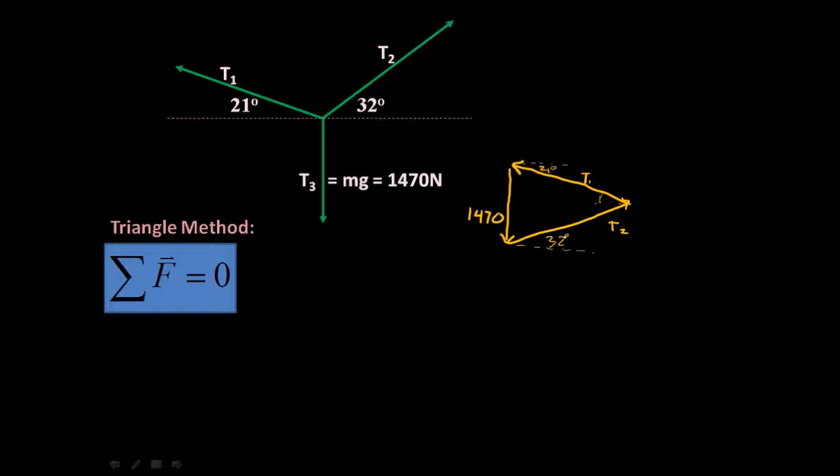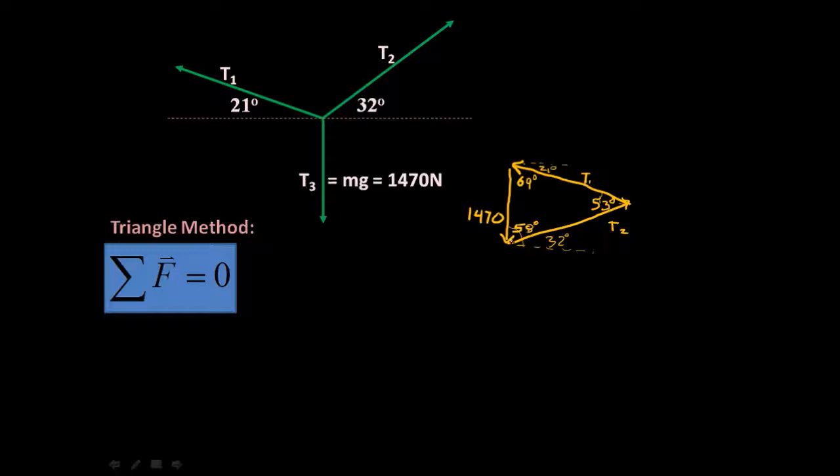Well, if this is 32 degrees here, then this is 32, this is 21, which means the actual angle between these 2 forces is 53 degrees. That makes sense? Furthermore, since this is vertical and this is horizontal, this angle here is going to be 90 minus 21, which is 69 degrees. And since this is 90 degrees from vertical to horizontal, this angle in here of the triangle is 90 minus 32, which is 58 degrees. How does that help us?